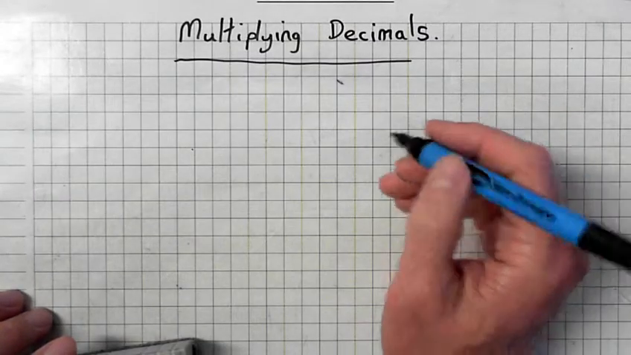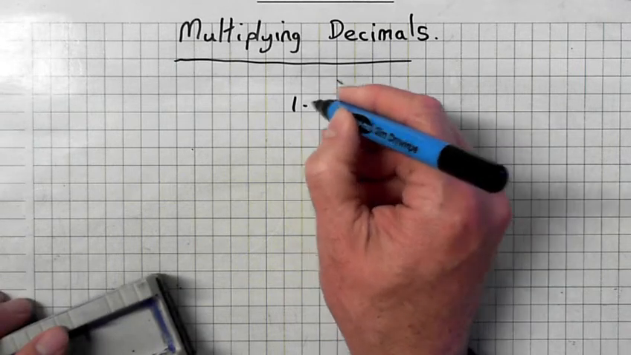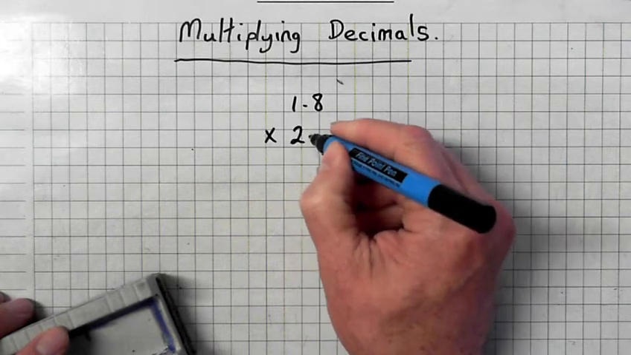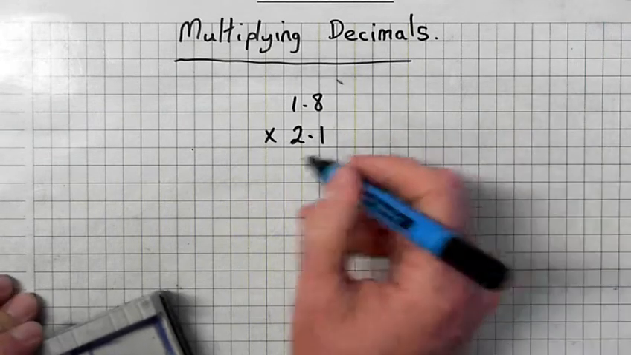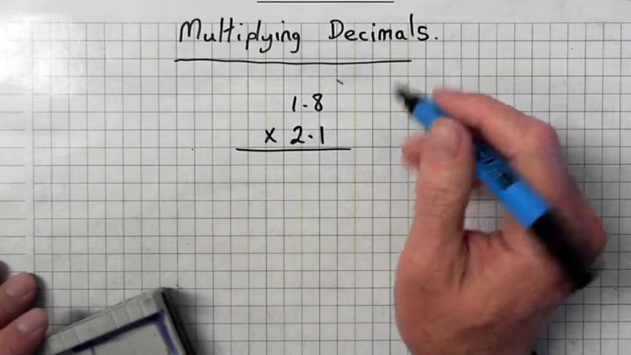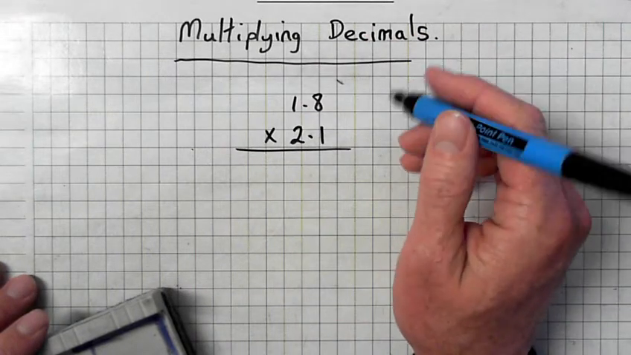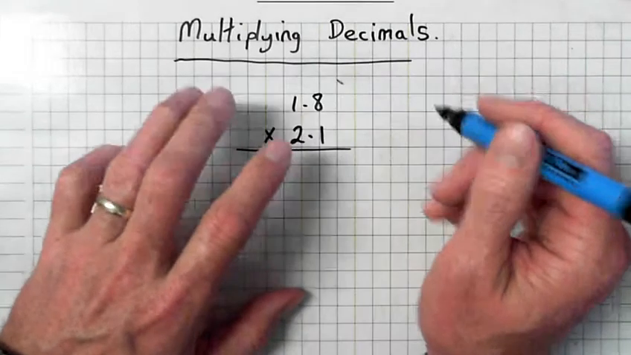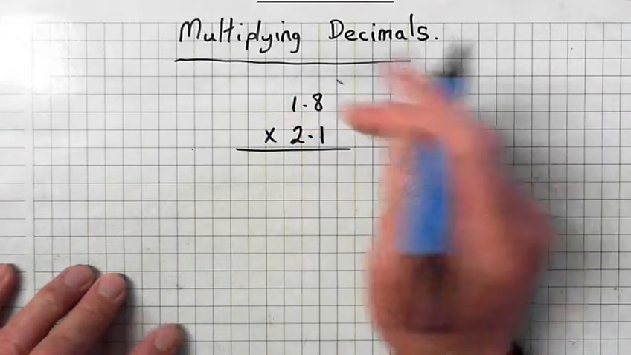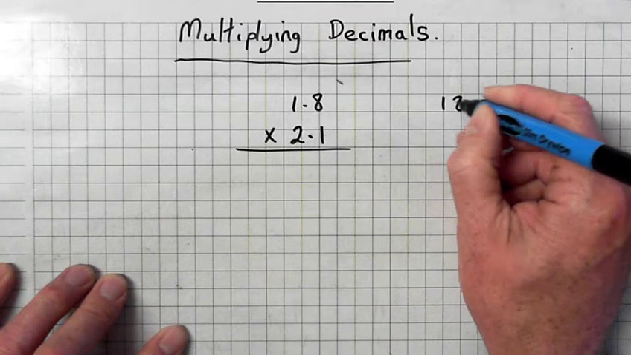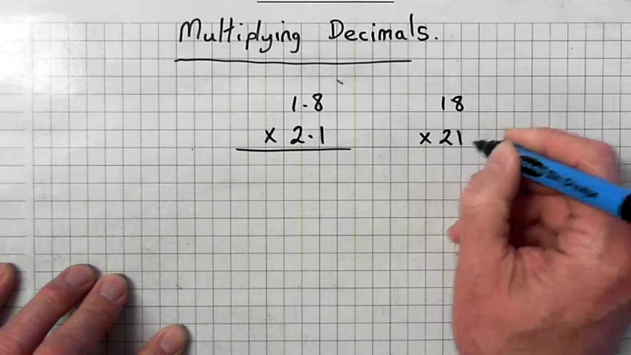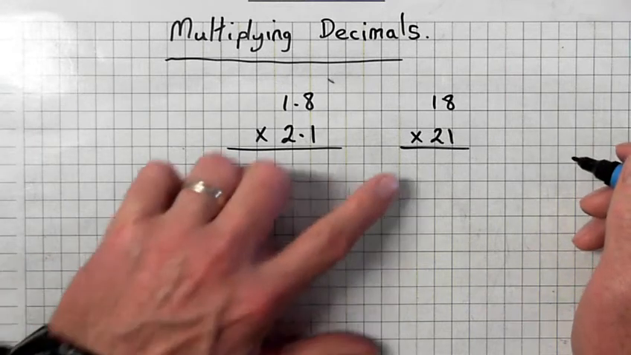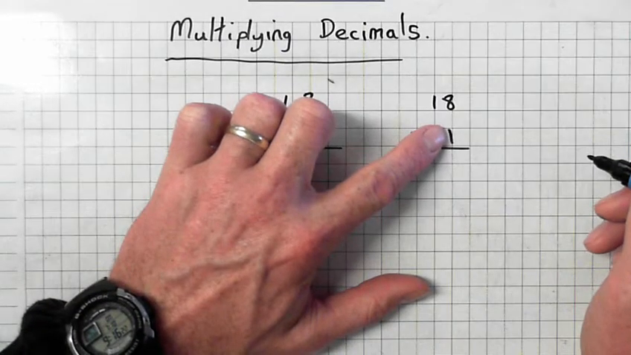Right, but what happens if you have, let's say, 1.8 multiplied by 2.1? Well, the first thing you do is forget about the decimal points. Pretend they don't exist. So first of all, we do regular multiplication. I'm going to multiply 18 times 21, as I normally would in maths.